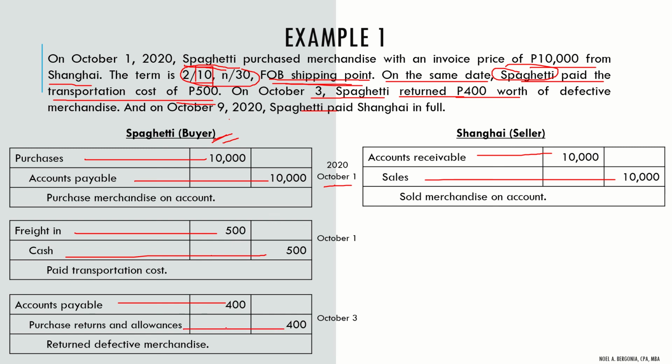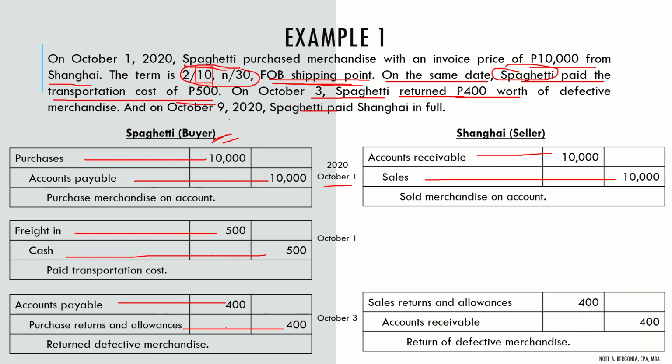Okay? While on the part of the seller, which is Shanghai, of course, magkakaroon ng sales returns, and the entry would be debit, sales returns and allowances, and we credit accounts receivable, kaltas po dun sa pautang natin. Okay? So that's on October 3. The last date, no? Next slide po ako.